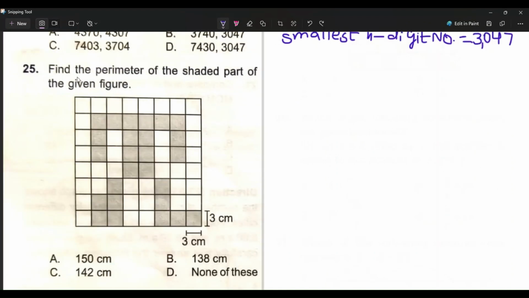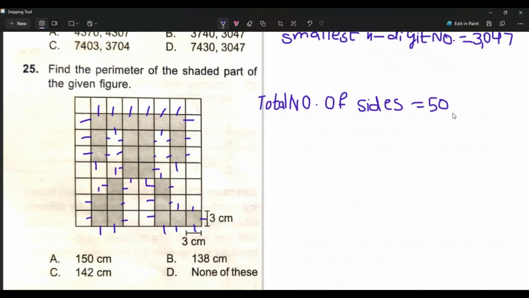25th question. Find the perimeter of the shaded part of the given figure. This is the given figure and few squares are shaded, few are unshaded. So we have to find out the perimeter of the shaded part. So let's count the number of sides: 1, 2, 3, 4, ... 46, 47, 48, 49, 50. So total number of sides is equal to 50.